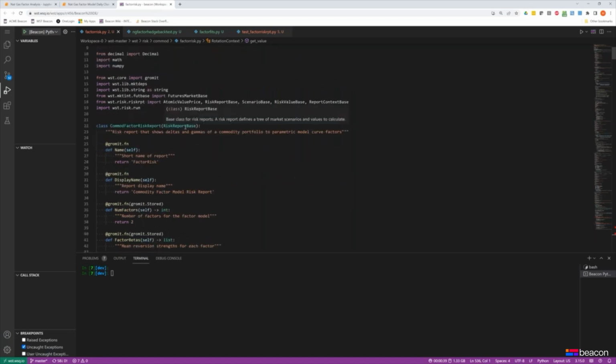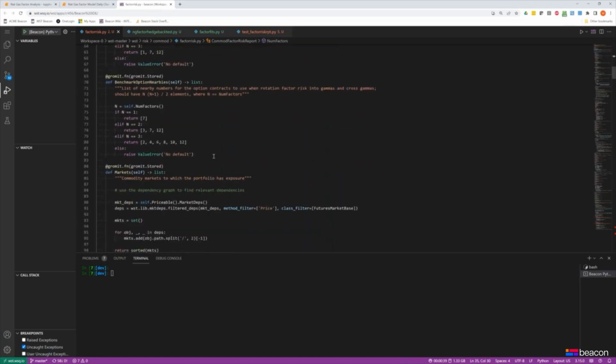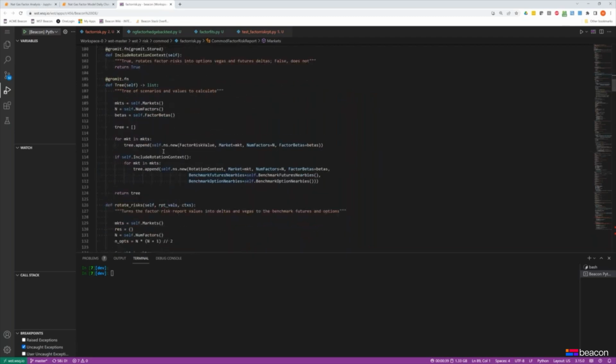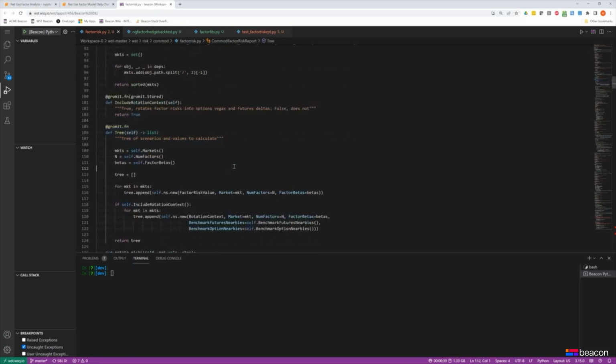So I've got this new class that corresponds to my risk report, the commodity factor risk report, which inherits from this base risk report class that defines the framework. And there's a bunch of things I need to define, like the name of the report and parameters. It'll go and figure out which markets I've got risk to, so it knows which markets to calculate risk against. And then the main method here in the report is this tree method, which defines the tree of scenarios and values to calculate. So it basically says for each market, I'm going to make a factor risk value.